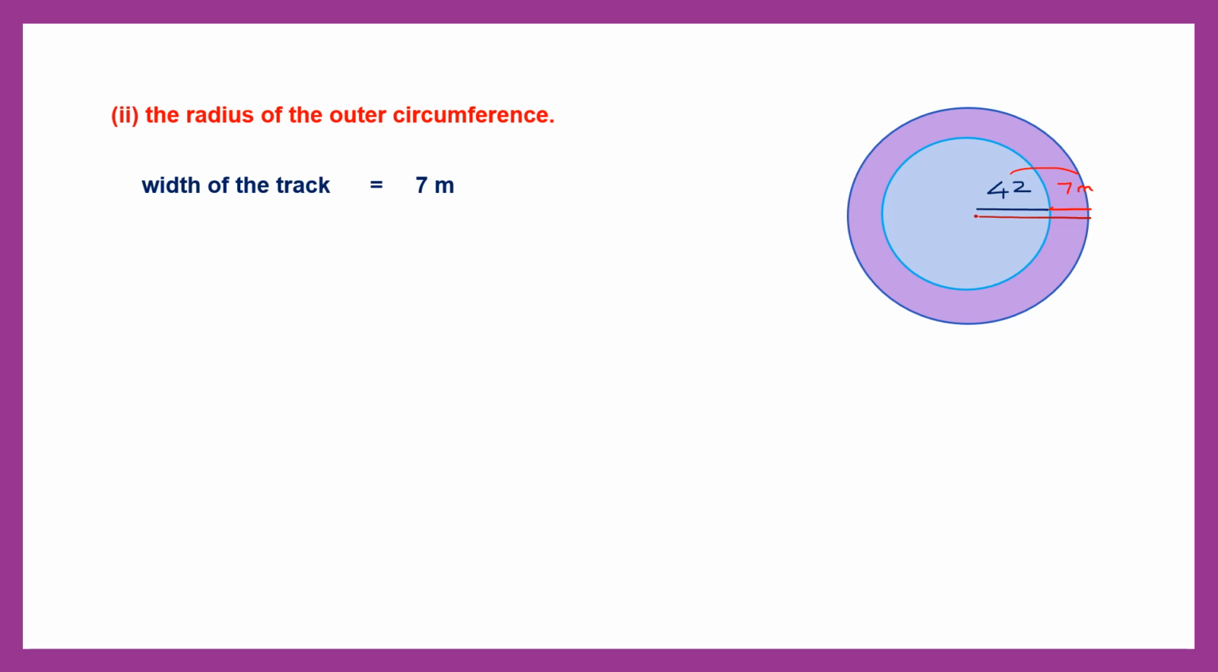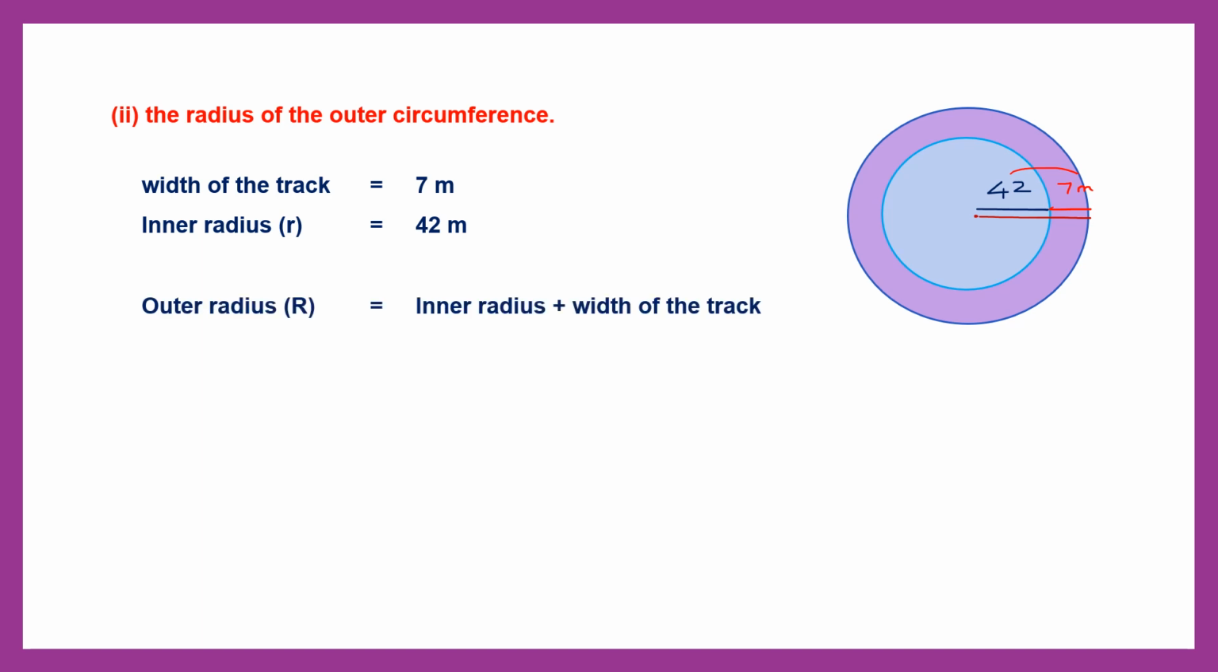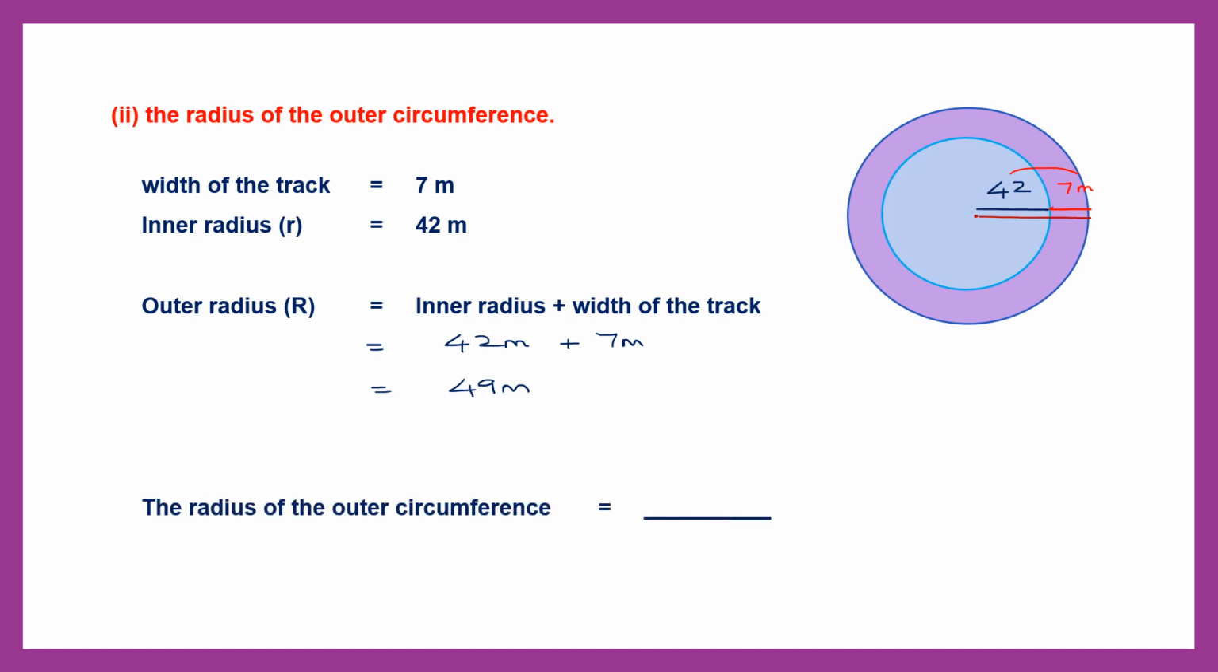So the width of the track is 7 meters. The inner radius is 42 meters. So to find the outer radius, you just have to say inner radius plus width of the track. Inner radius is 42 meters and the width of the track is 7 meters. 42 plus 7 is 49. So the outer radius is 49 meters. Let's write that. The radius of the outer circumference is 49 meters, which is our final answer.